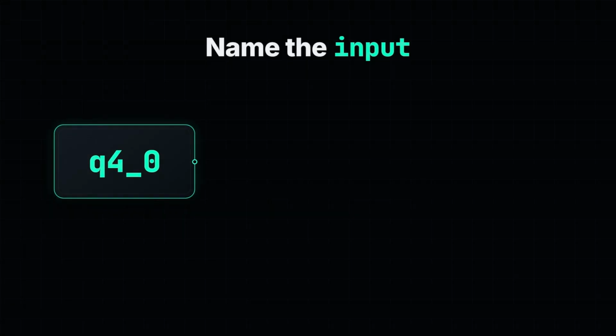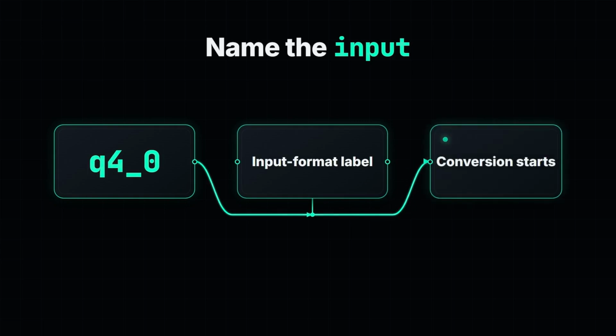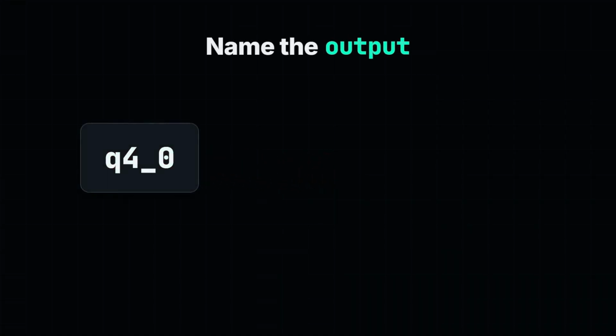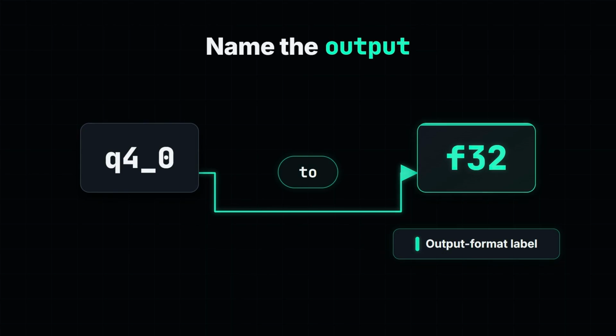The standout conversion begins with Q40. That is the source label for the input format being copied. It ends with F32, the source label for the output format. Together, Q40 to F32 names the exact conversion to test.